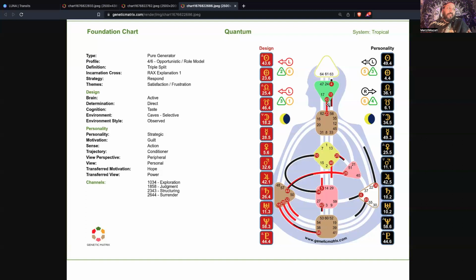Anything that's colored in is defined, or it's consistently available. So these are the parts of this person that are always a part of this person, that's always there. And then all the white is how they experience life, or experience other people in their lives.